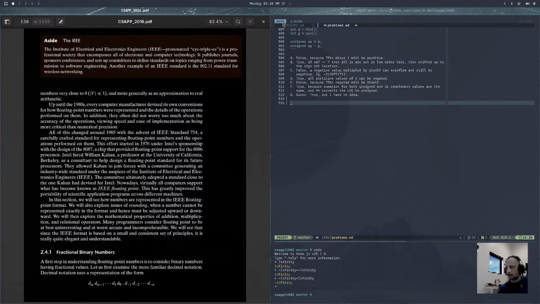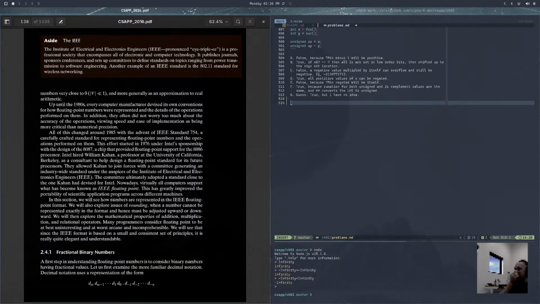The Institute of Electrical and Electronics Engineers, IEEE, is a professional society that encompasses all of electronic and computer technology. It publishes journals, sponsors conferences, and sets up committees to define standards on topics ranging from power transmission to software engineering. Another example of an IEEE standard is the 802.11 standard for wireless networking.